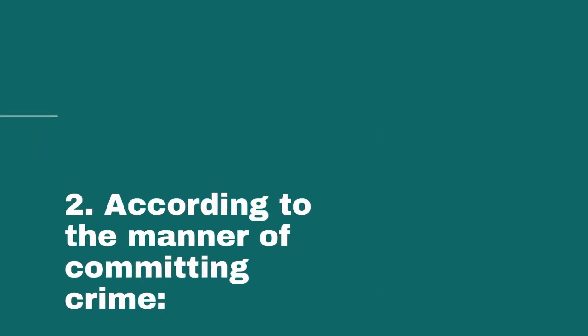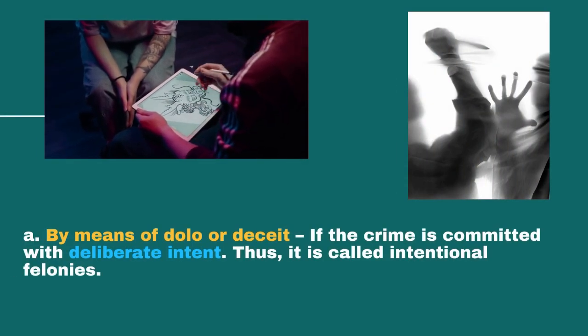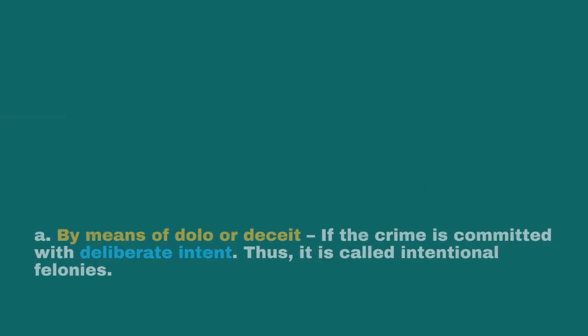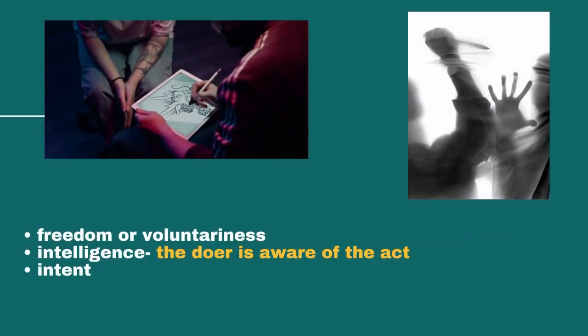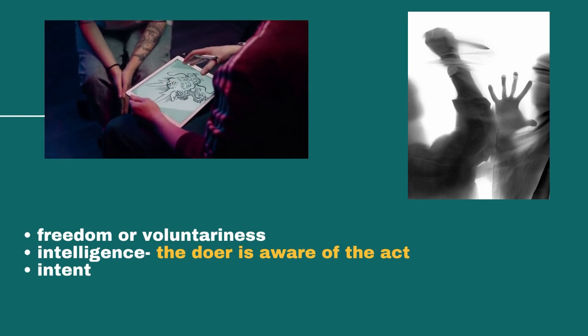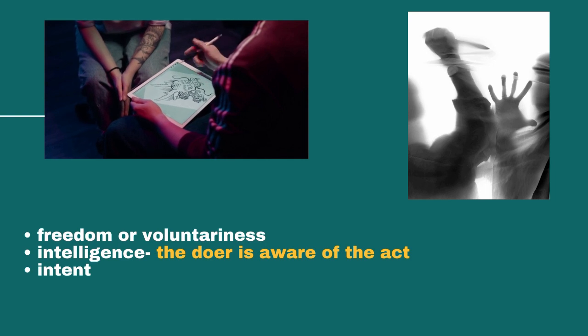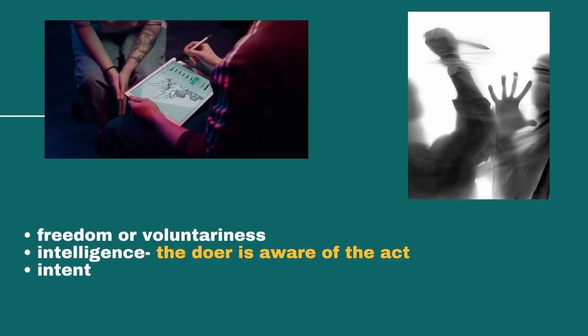A. By means of dolo or deceit, if the crime is committed with deliberate intent. Thus, it is called intentional felonies. Intentional felonies are characterized by freedom or voluntariness of the criminal to do the act, intelligence, the doer is aware of the act, and intent, the circumstance that pushes the person to perform the criminal act.